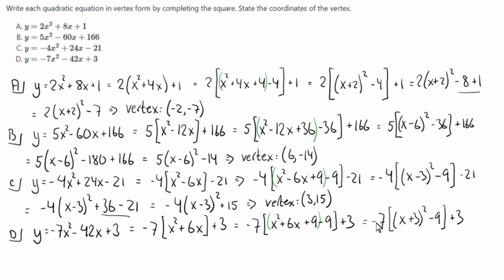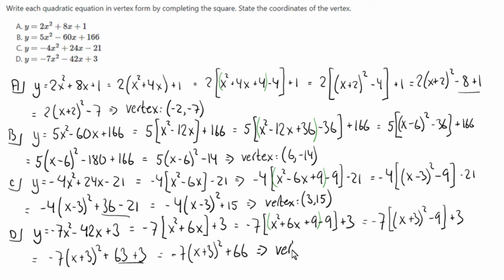We bring the GCF negative 7 back into the bracket. It's going to give us negative 7 times x plus 3 squared. Negative 7 times negative 9 is positive 63 plus 3. We combine the numerical constants and we're left with negative 7 times x plus 3 squared plus 66, which means that our coordinates of the vertex are negative 3 and positive 66.